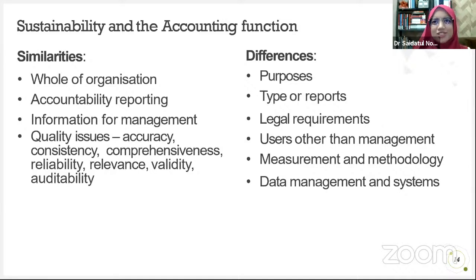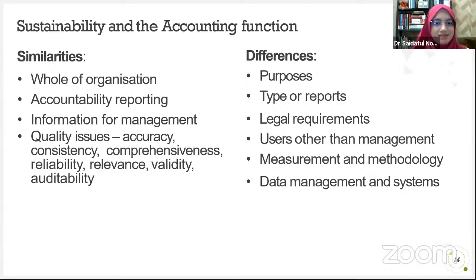So the longest joke in the accounting area would be, an accountant goes into the boss's office, and the boss asks the accountant, 1 + 1 is how much? Then the accountant asks the boss back, how much do you want me to write it? So that is accounting.